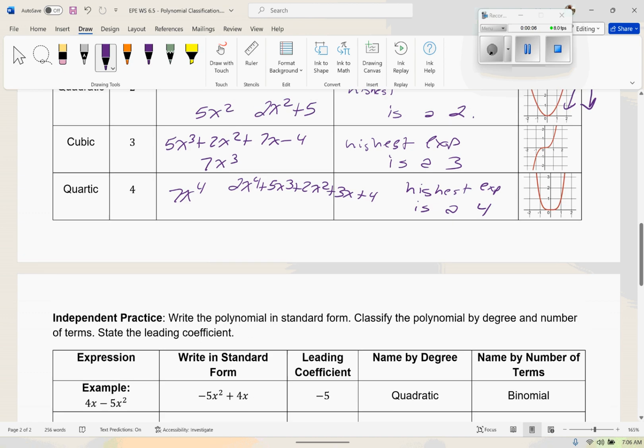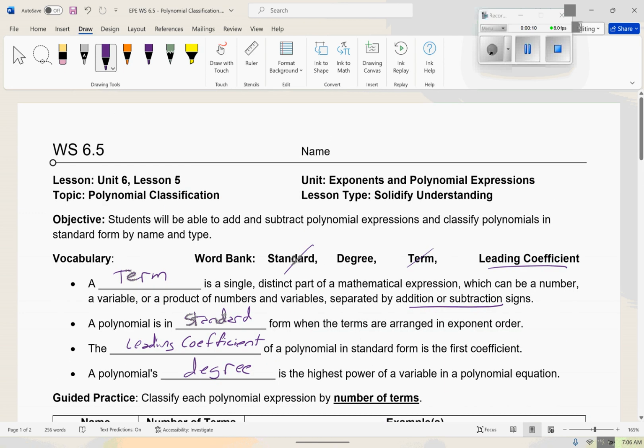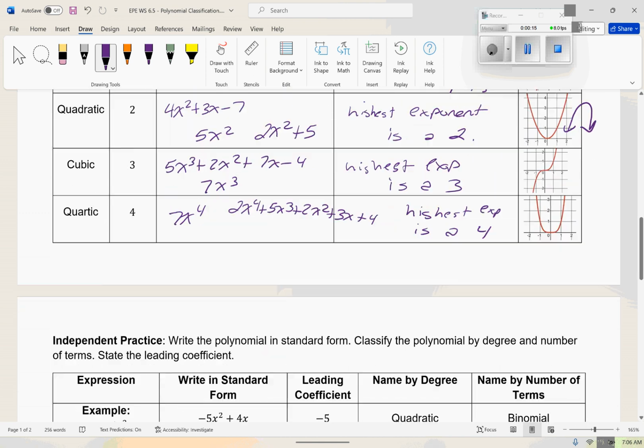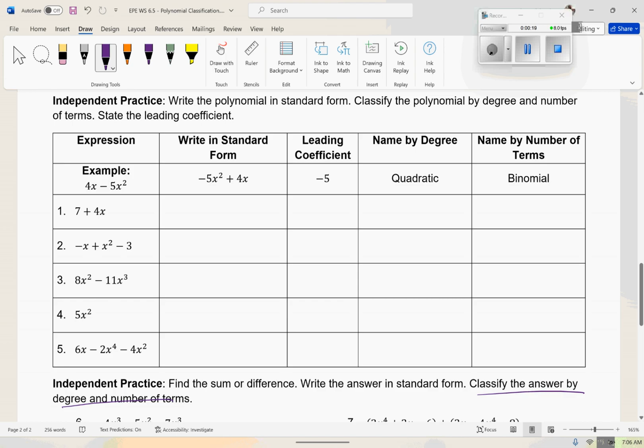So you need to get out worksheet 6.5. And remember, these were the notes we had taken on Thursday. So let's go through and finish this. Make sure, if you have any questions, make sure you ask me.